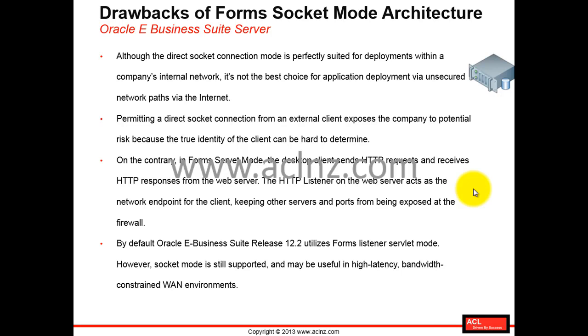Permitting a direct socket connection from an external client poses a potential risk, or I should say a security risk, because the true identity of the client can be hard to determine.